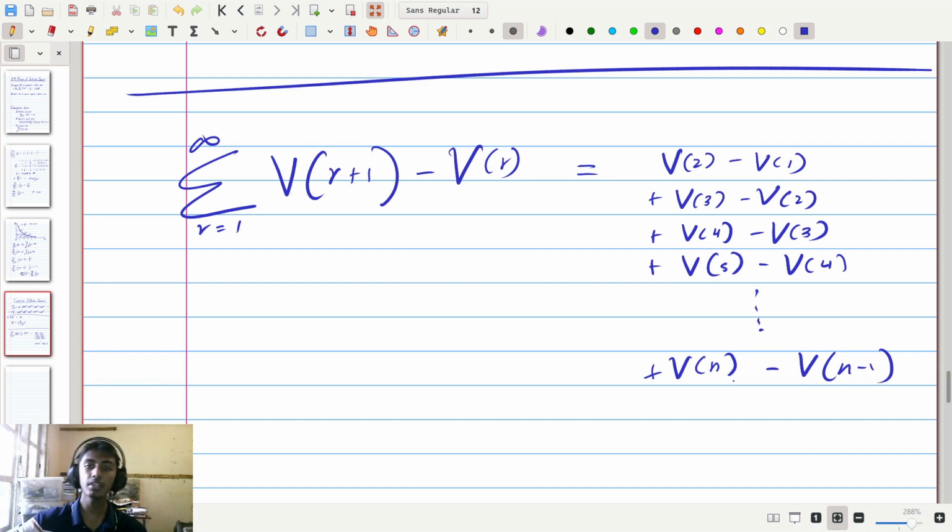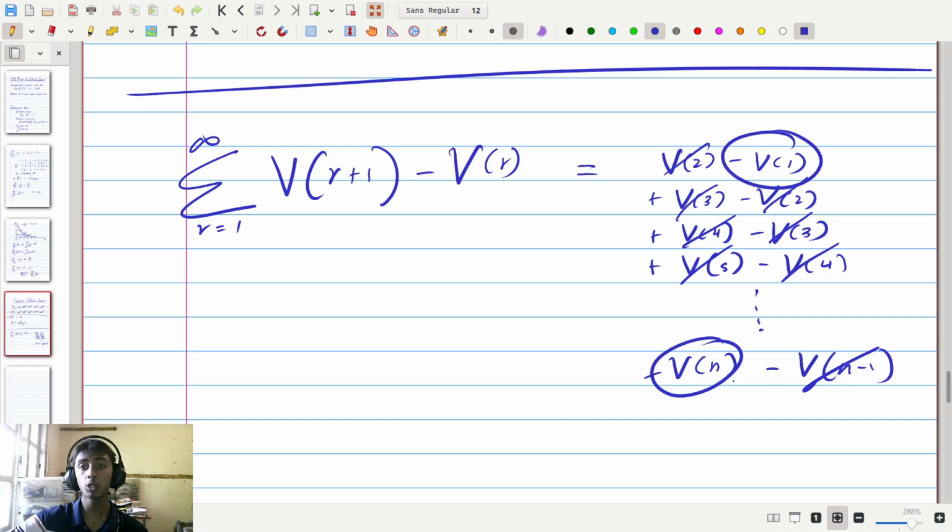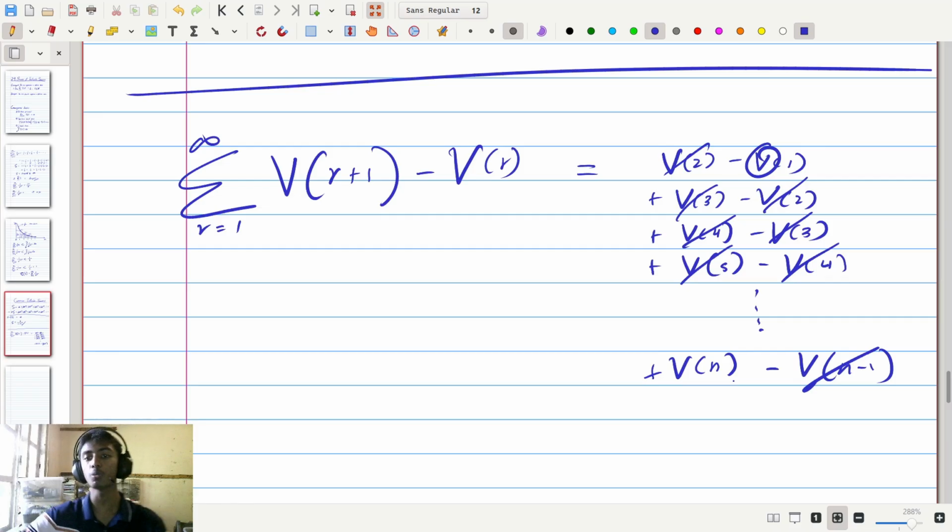Now, consider what this means. All of the terms in the middle are going to cancel out. We're just going to have that one v of 1 term at the top, and from the other side, all the other terms are going to cancel out except for the last term. So we're going to have the very first term and the very last term. The very first term is going to be some finite value, because we are assuming that the function v gives us finite outputs. So v of 1 is going to be a finite value.